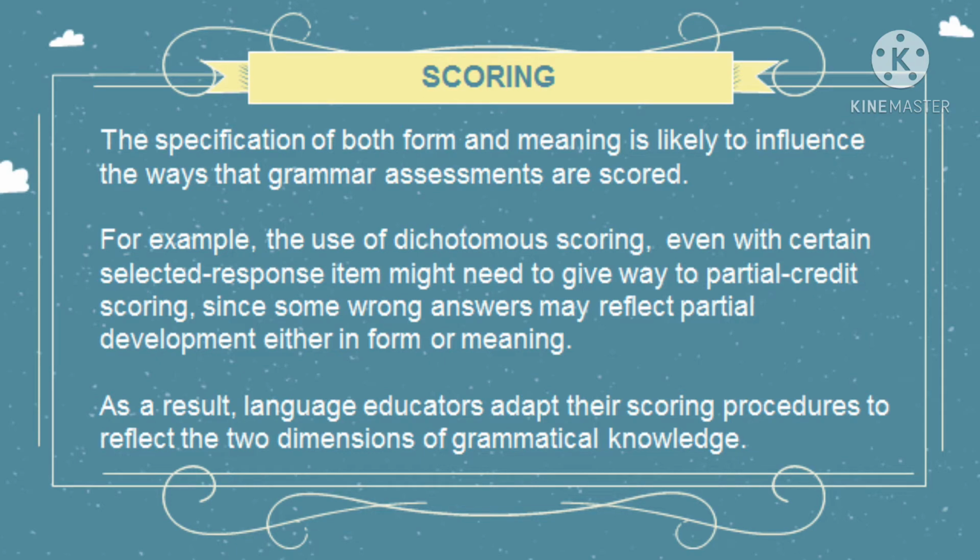This is a second challenge related to scoring. The specification of both grammatical form itself and meaning are likely to influence the ways that grammar assessments are scored. Why? It's because grammatical structure or form and semantics are inseparable. Semantics, again, is the study of meaning.